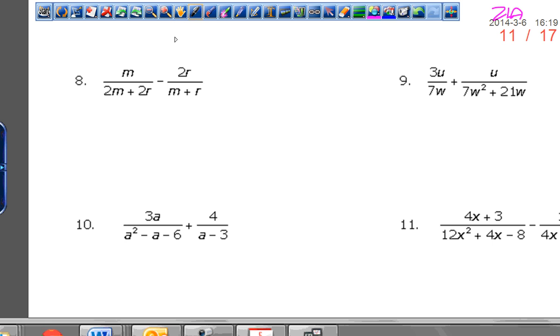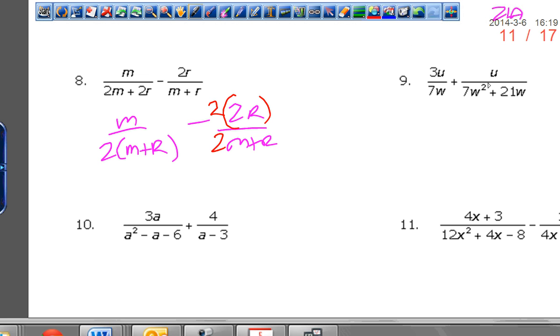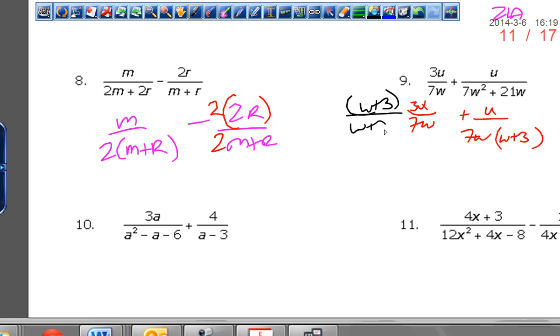On this one, if you factor out a 2, I'm now left with m plus r. And then this one has m plus r. So the only thing we're missing is a 2. So you just multiply by 2 and by 2. Okay. Same here. On this one, factor out a 7 and a w, and now I'm left with w plus 3. So this one needs a w plus 3. So multiply w plus 3 on the top and on bottom. Okay. So do those. I think those are pretty easy.